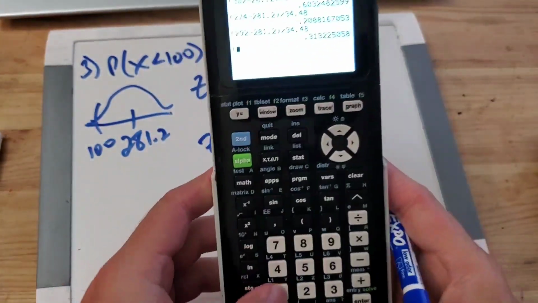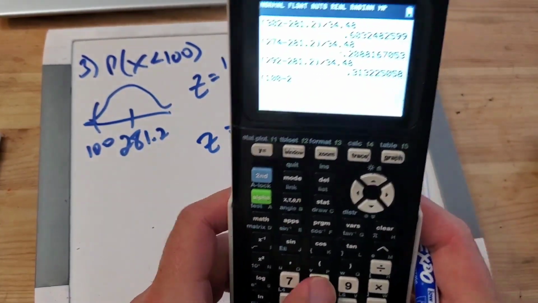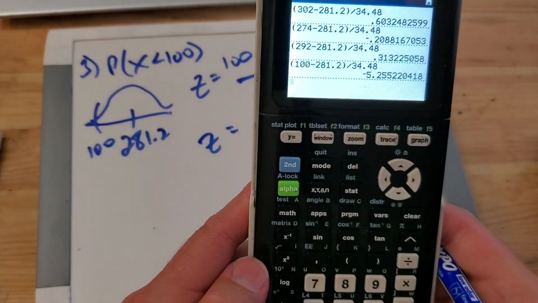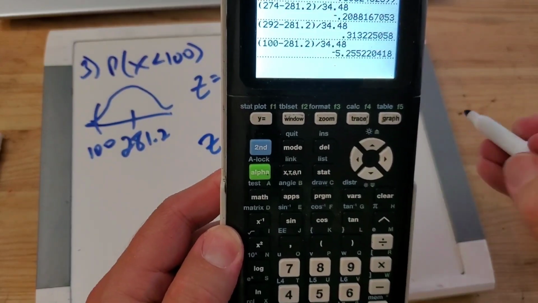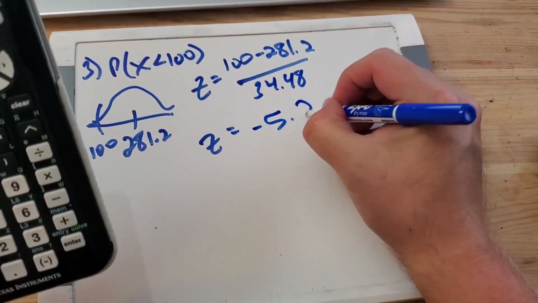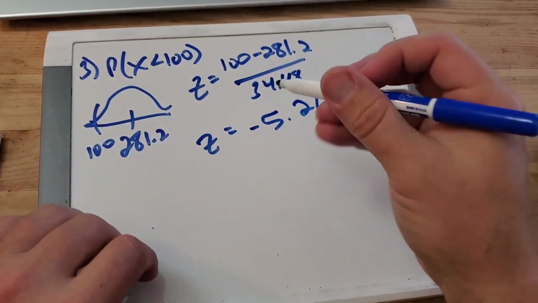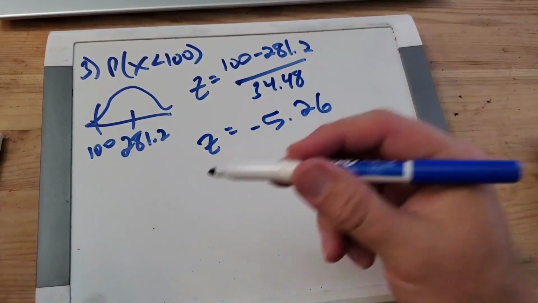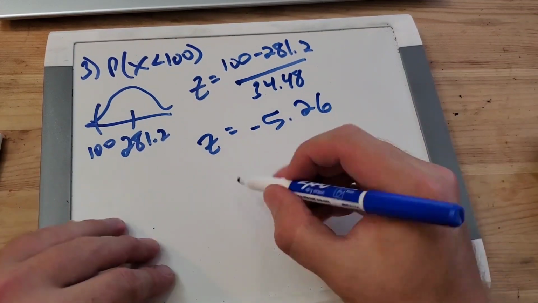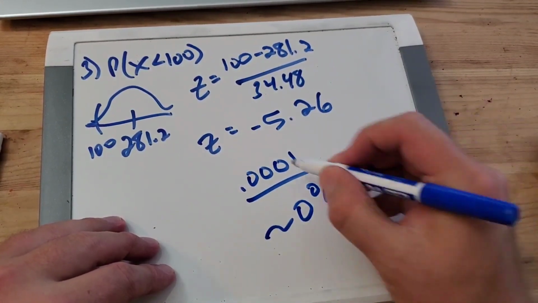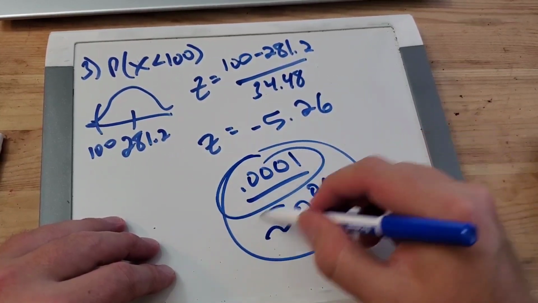Let's see what it is. 100 minus 281.2 divided by 34.48. I don't even remember what I said. 5.6, I was off. 5.26. All right, just forgot the 2. And of course, that's off the chart. If you look it up on the chart, that's where it's going to say 0.0001. I prefer about 0%. So I would accept either one of these answers.